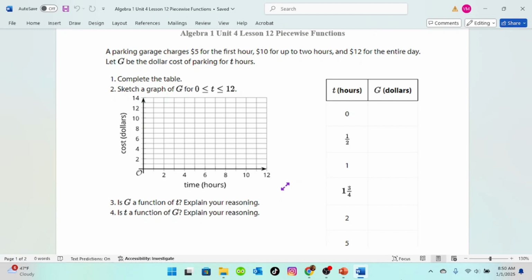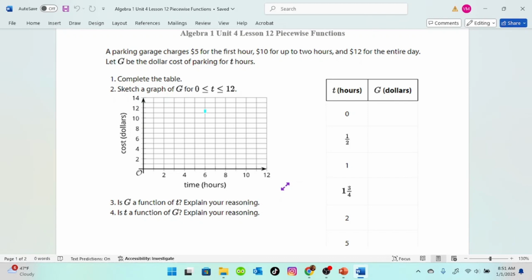Now we can begin the practice problems for Unit 4, Lesson 12, Piecewise Functions. Our first practice problem says a parking garage charges $5 for the first hour, $10 for up to 2 hours, and $12 for the entire day. Let G be the dollar cost of parking for T hours. Number 1 wants us to complete the table.